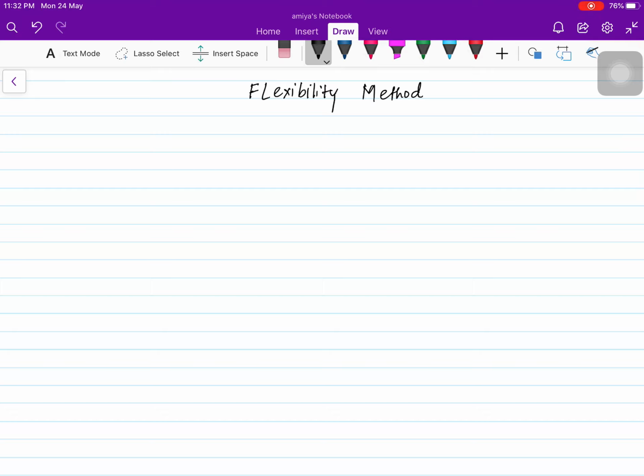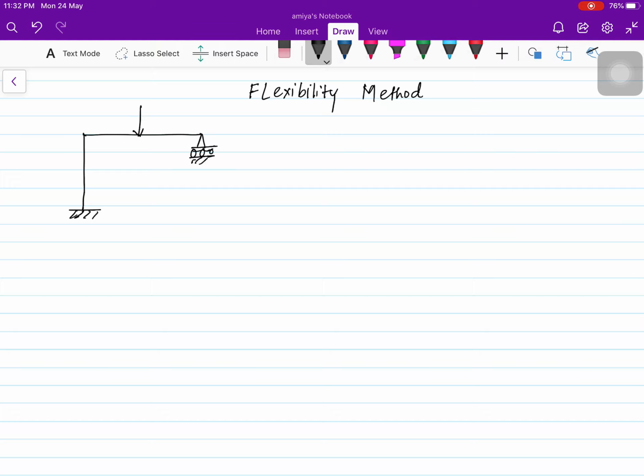Hello everyone, in this video I'm going to analyze a frame using the flexibility method. So let's take an example, having one end as fixed, and the other end as a roller support.